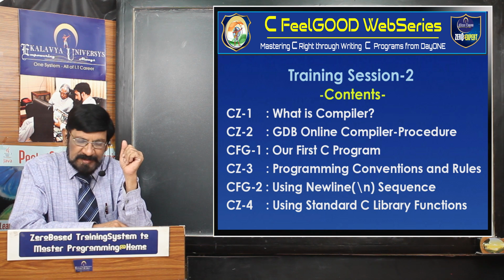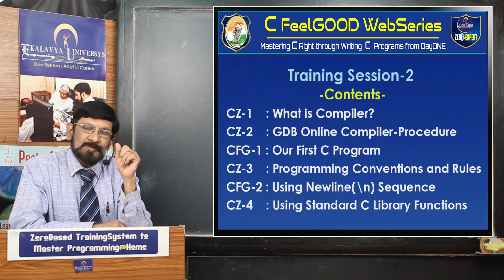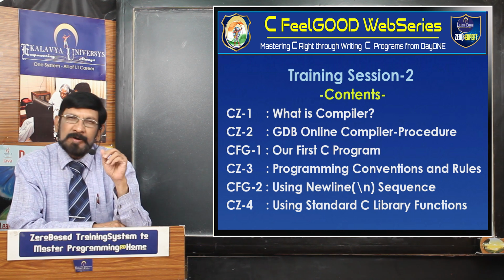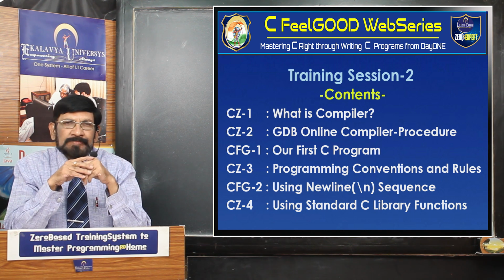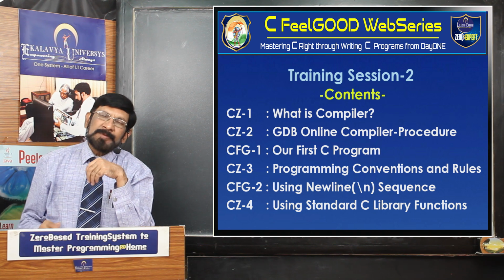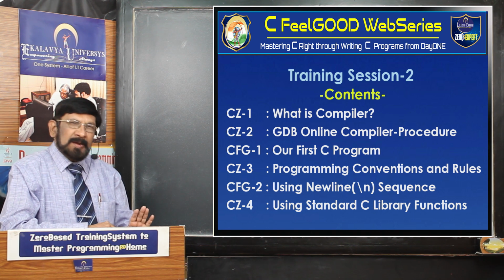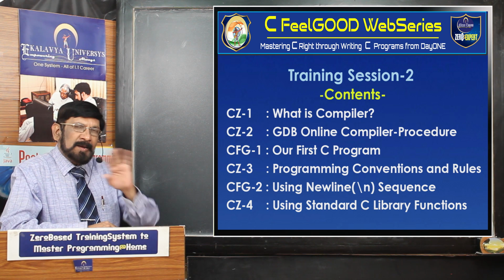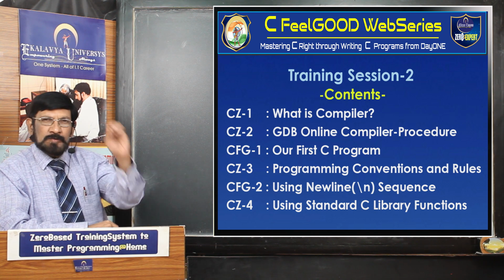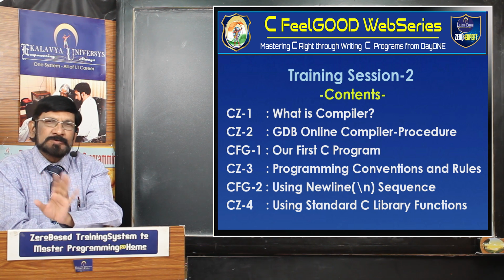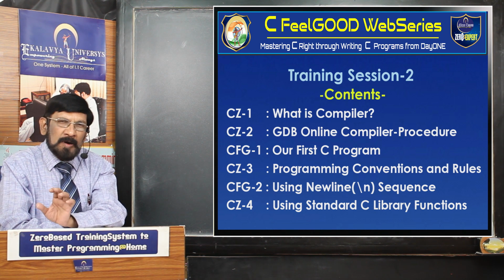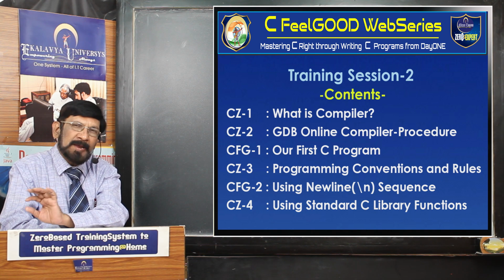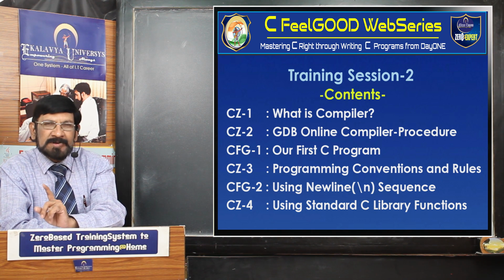Thereafter, CZ3, programming conventions and rules. Actually, this is very important if you are ambitious to evolve as a professional programmer. There are certain rules and conventions. Rules mean you must obey them. Conventions mean you should give respect and obey them. If you don't follow conventions, nobody can penalize you. But if you are a good citizen, you follow them.